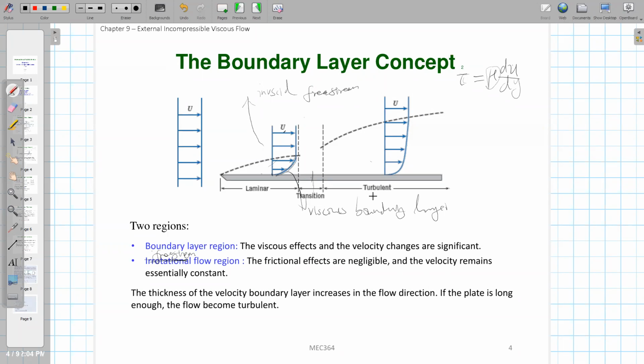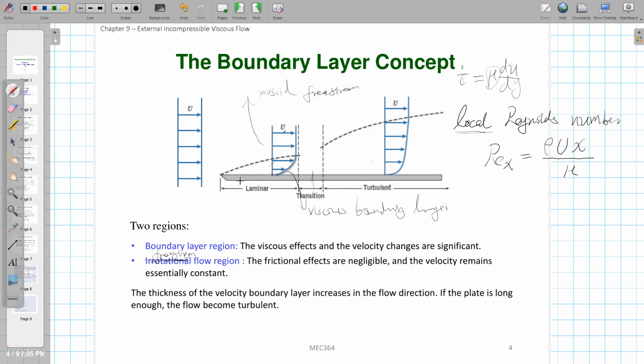And how do we determine which region is laminar and which region is turbulent? It's determined by the so-called local Reynolds number. Re of x is rho times U times x divided by mu. Why is it local? Because when we define this Reynolds number, we are not using the overall length of the plate. We are not using L. We are using x. So we need to calculate the Reynolds number as a function of x. This is not a constant value.